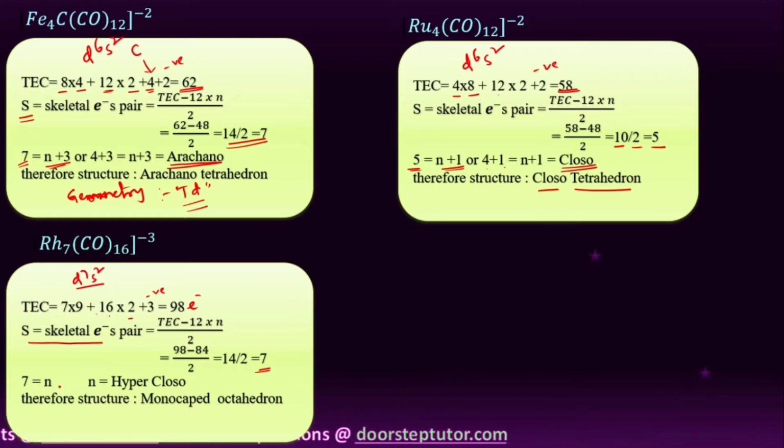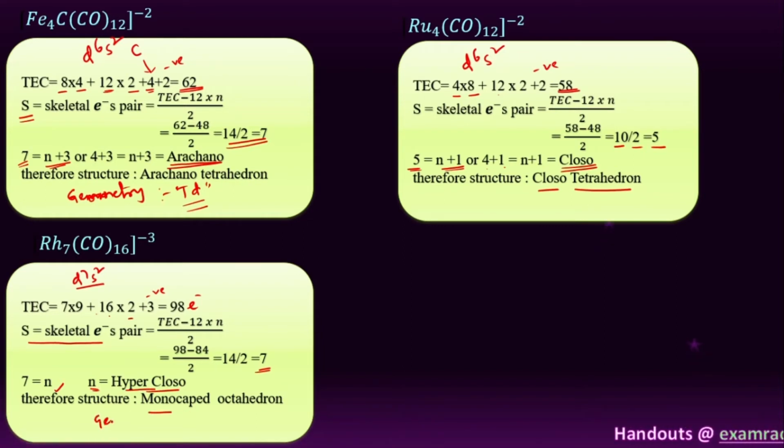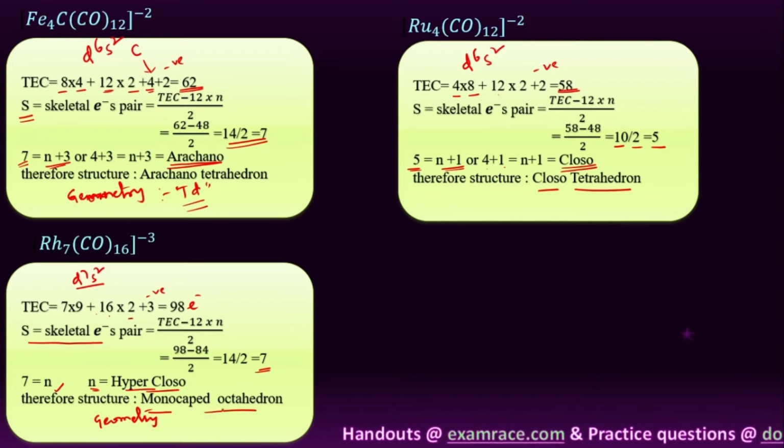Okay, student, here you can see 7 is equal to n, n is equal to 7 only. Therefore it is a hypercloso structure. So the geometry we can say is monocapped octahedron geometry.